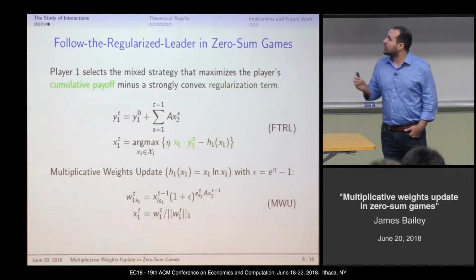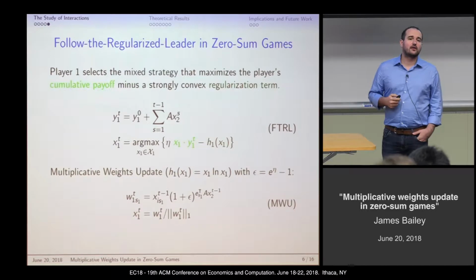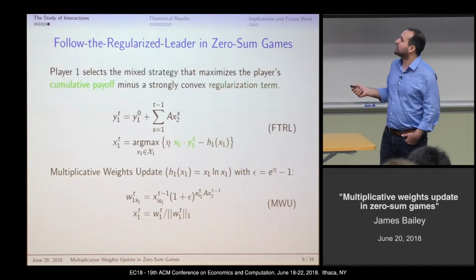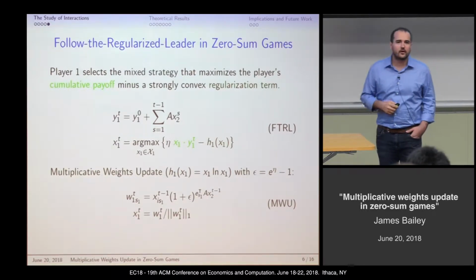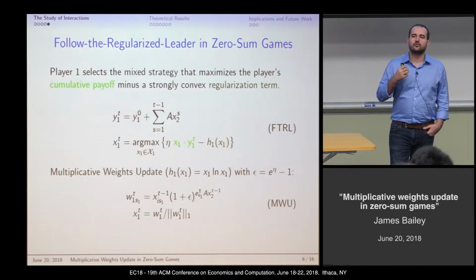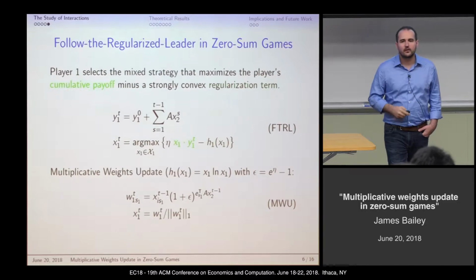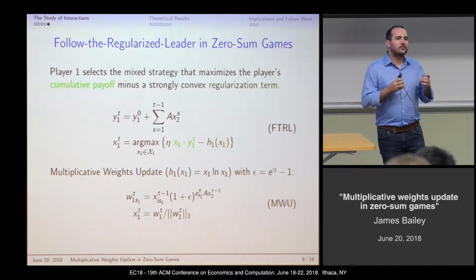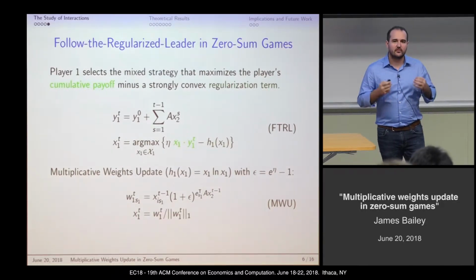And I do want to make a note here that to actually get these no-regret guarantees, we need this learning rate, this eta or this epsilon, to decay over time. But for now, we're going to look at the problem with a constant learning rate, and we'll address that later. So let's apply this algorithm to matching pennies and see what happens.